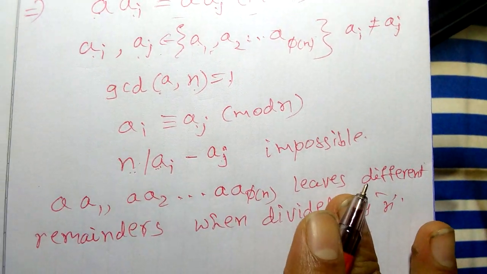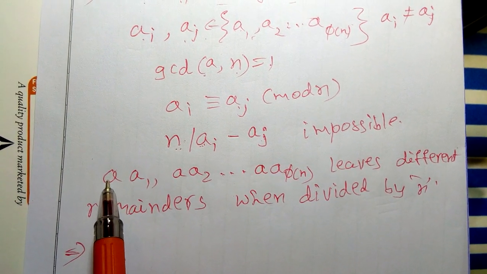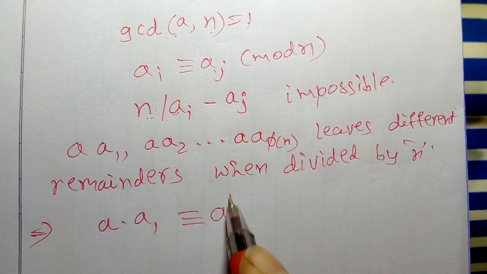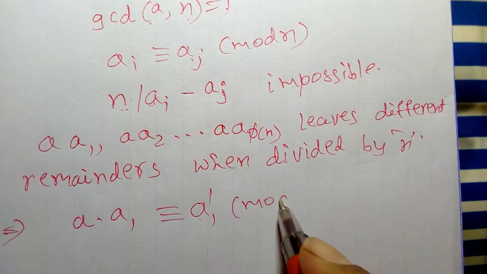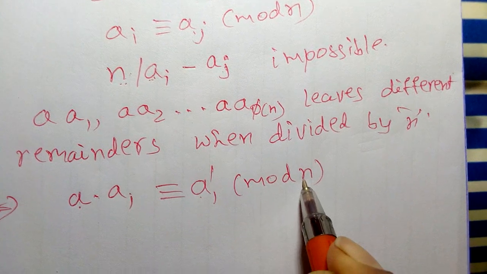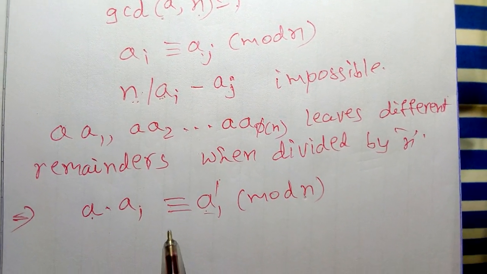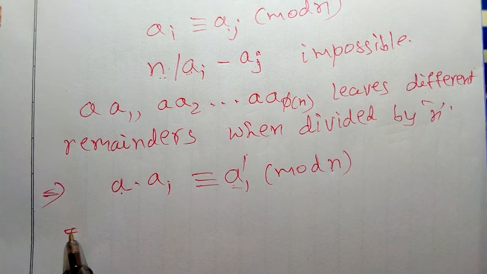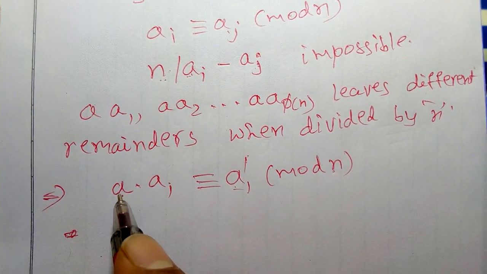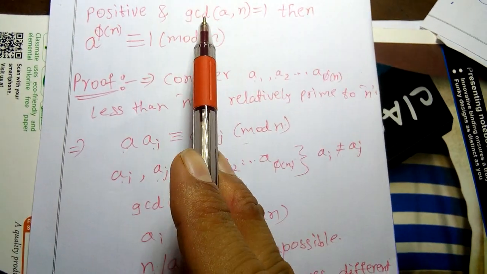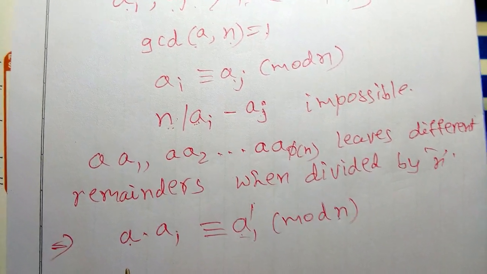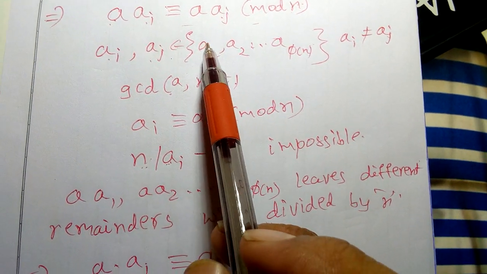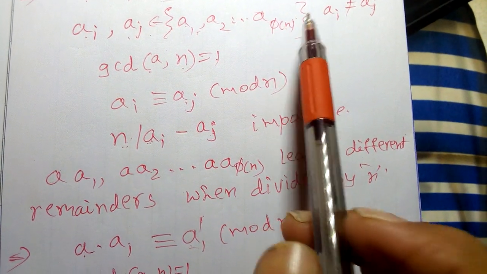Now the next step is, if we divide a·a1 by n, we get some remainder a1 dash, which we can write in terms of congruences mod n. Here they have given GCD of a and n is equal to 1, and we are taking a1, a2 up to a phi of n relatively prime to n.